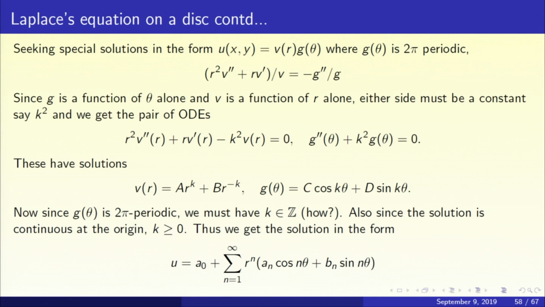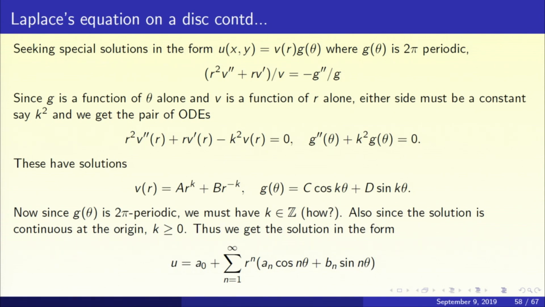So what do we get? We get a pair of ordinary differential equations: r squared v double prime plus r v prime minus k squared v equal to 0, and g double prime plus k squared g equal to 0. The second equation can immediately be solved. g of theta is c cos k theta plus d sin k theta, where c and d are constants.